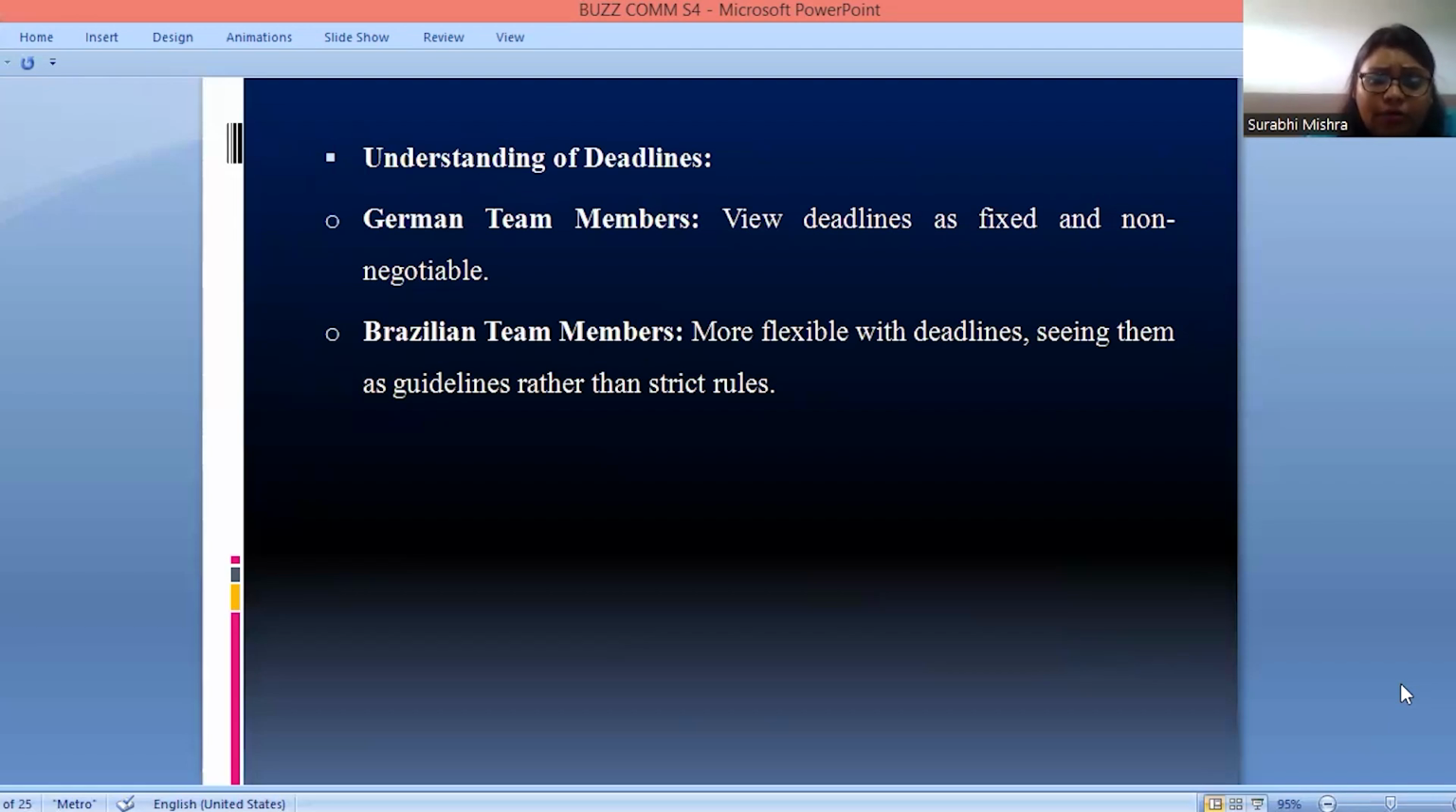But Brazilian team members were more flexible with deadlines, seeing them as guidelines rather than strict rules. They thought, oh, it's just a guideline, we just have to follow it. It will be extended, or it can be extended. So they think that deadlines are made for flexibility. They don't take it as adherence to a rule. So that was the approach of Brazilian team members towards deadlines as compared to Germany.